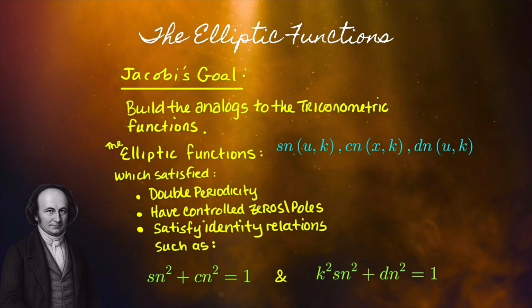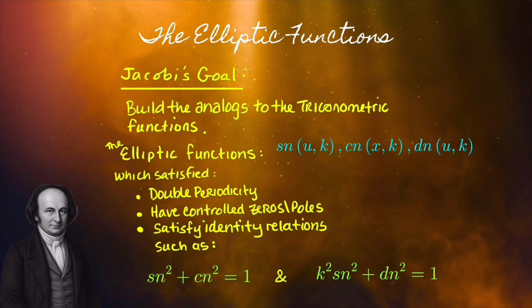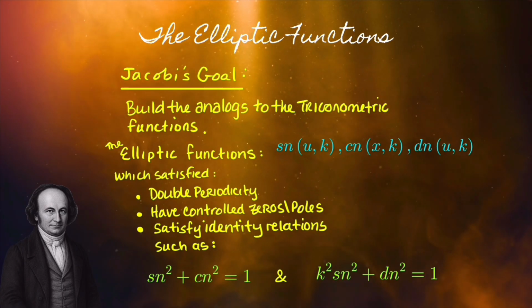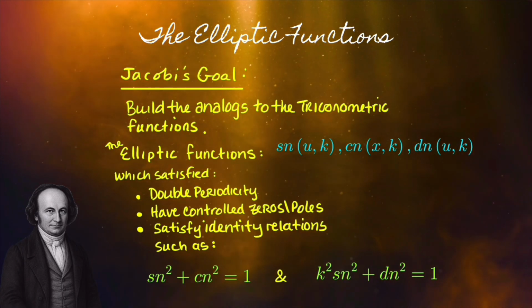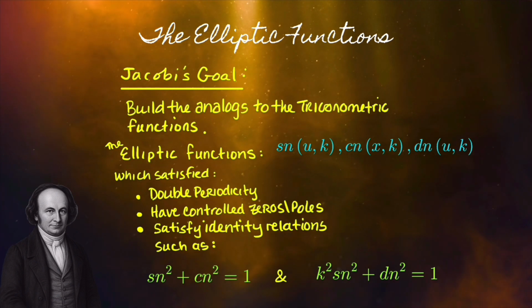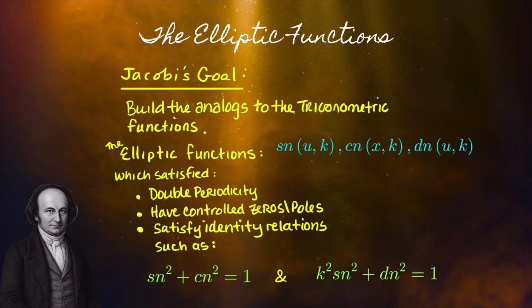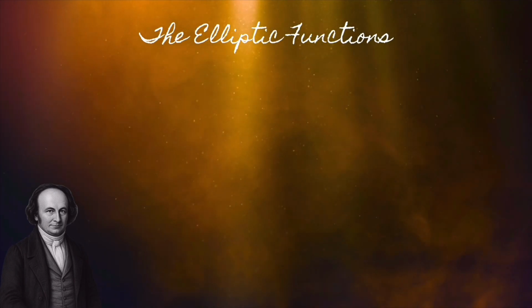Jacobi's goal was to build the analogs of trigonometric functions, otherwise known as the elliptic functions. They must satisfy double periodicity, have controlled zeros and poles, and satisfy the relations such as the ones shown below, ones that Abel was able to work out. But there was no explicit proof, and that's the thing. Jacobi wanted explicit proof.